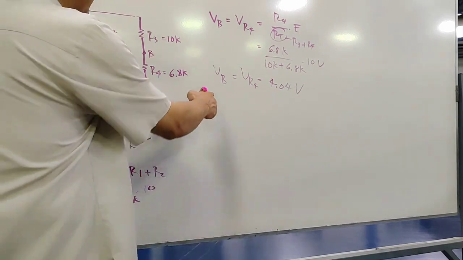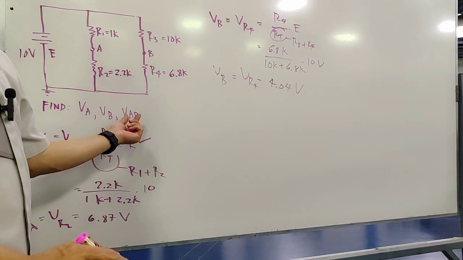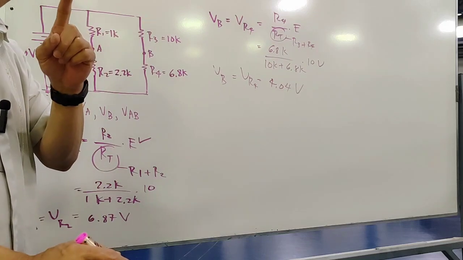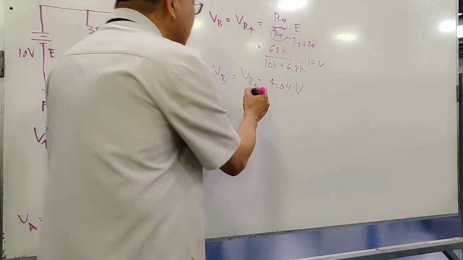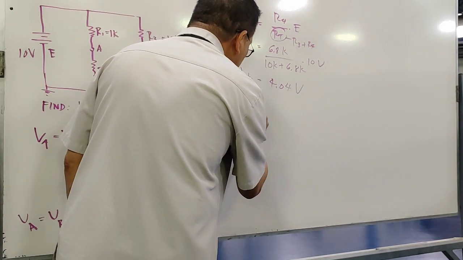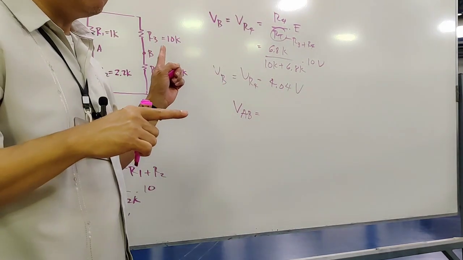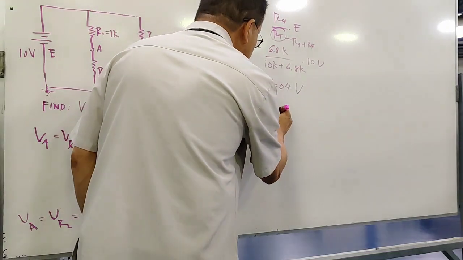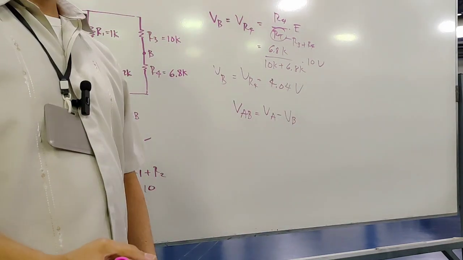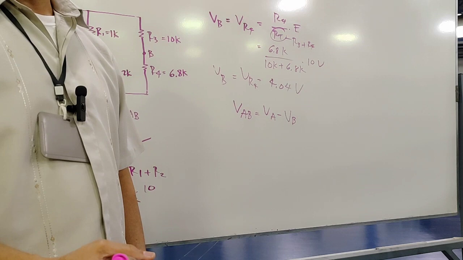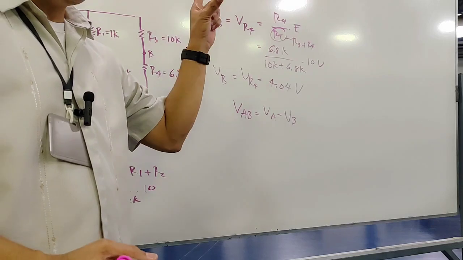So we now have VB and VA. Very simple now. The last one is VAB. What's the formula for VAB? It's not multiplication or plus, it's the difference. In a bridge circuit, the formula for VAB is simply VA minus VB. So you can get VAB by just subtracting the voltages VA and VB.